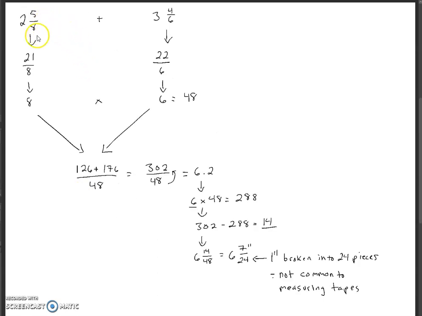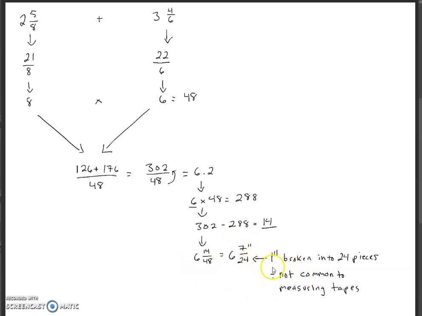So if we take similar numbers, now instead of 4/8 we got 5/8, instead of 3/6 we got 4/6. We go through the same sequence. 8 times 6 is 48, 126, 170. Now we have something that is not a whole number. 302 over 48 gives us 6.2. So we'll deal with the decimal after, but 6 times 8, 48, so that gives us 288. So the difference between 302 and 288 is 14. So 14/48, so 6 and 14/48 remaining. We can reduce this down to 6 7/24.